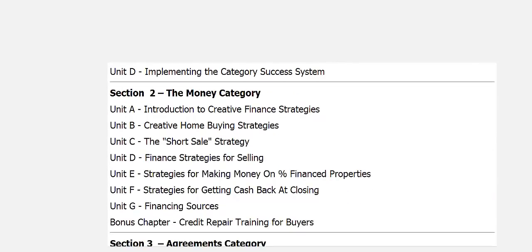The second section is the money category. Now, money category is introduction to creative finance strategies, and Unit B is the creative home buying strategies, and then the short sale strategy, and then finance strategies for selling properties, and then strategies for making money on 100% finance properties, and then strategies for getting money in cash back at closing, and financing sources. And we have a bonus chapter on credit repair.